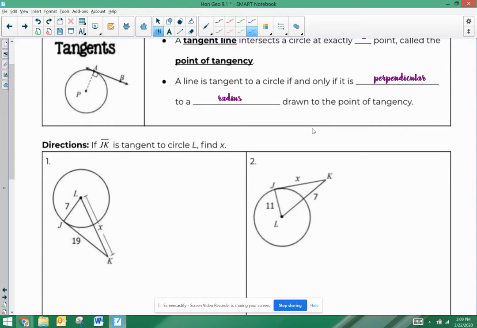So here we go. If JK is tangent to circle L, find x. So if they are tangent, then I know that that's a right angle, and I can use the Pythagorean theorem here. So just a reminder, a squared plus b squared equals c squared. That's what I'm going to use.